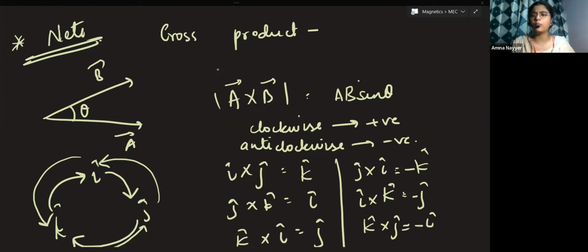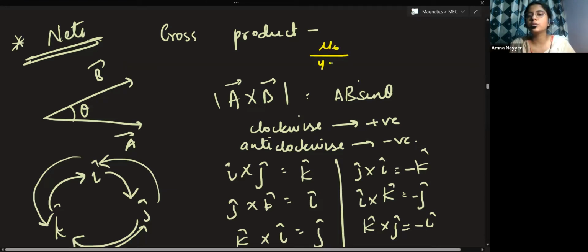Current element is basically a small section of the wire, which has the same direction as the direction of current flowing. Then the constant that we use. Because magnetic field is proportional to all these quantities, there must be a constant. Josefa, what was the constant? Mu naught divided by 4 pi, whose value is 10 to the power minus 7.